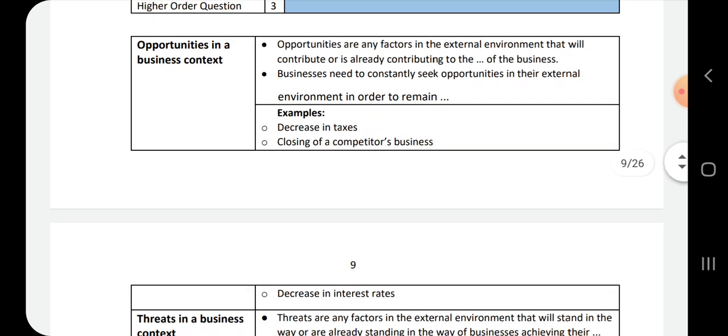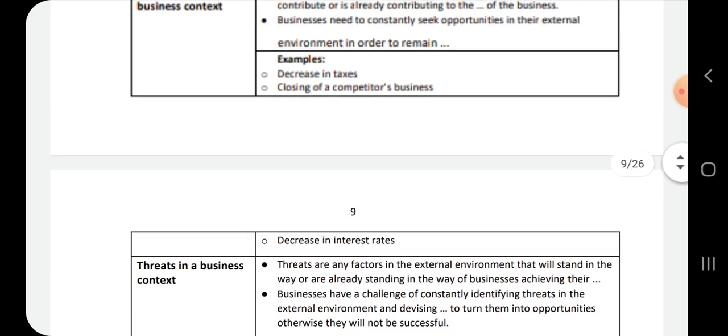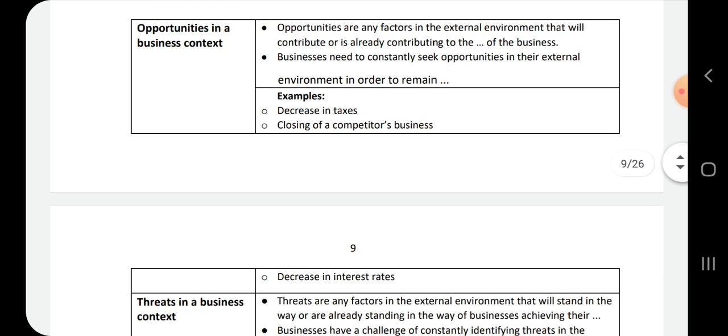So opportunities are any factor in the external environment that will contribute, or is already contributing, to the improvement of the business. Businesses need to constantly seek opportunities in their external environments in order for them to remain in business. Okay, so you should know which are opportunities. Opportunities are everything that might have a positive impact on the business, but it's not the business itself.